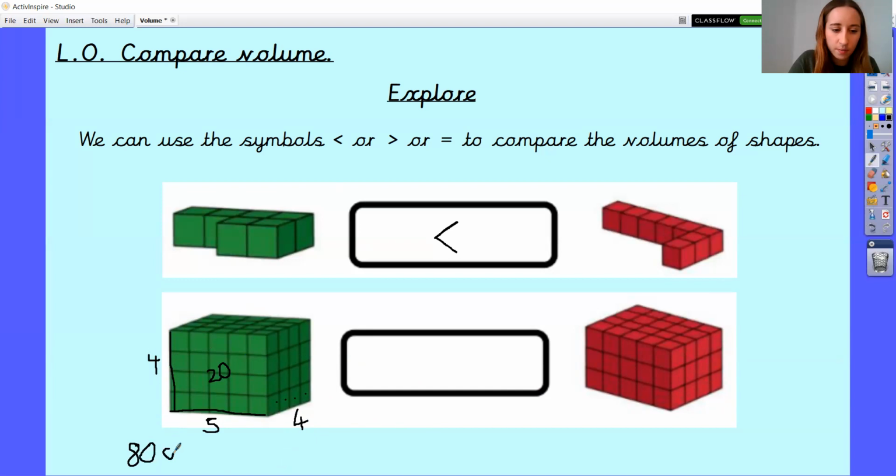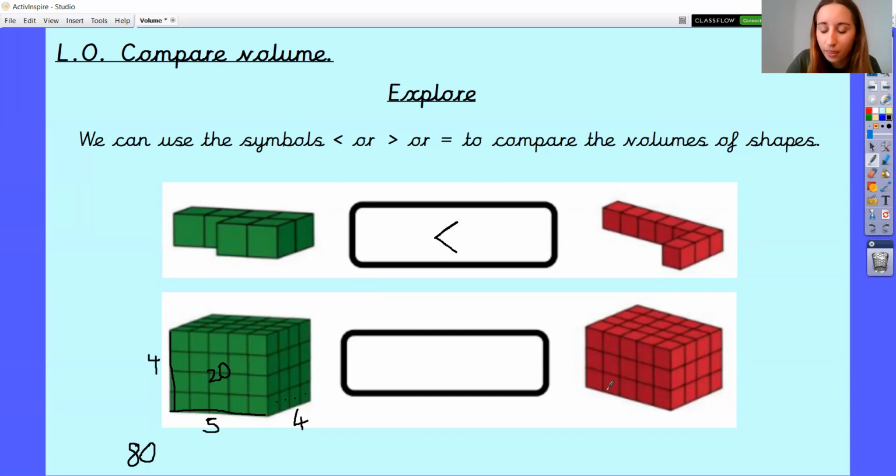That's a small multiplication. So if I knew that they were centimetre cubes, then I could say 80 centimetres cubed, or I could just say 80 for now, 80 cubes. Then I'm going to do the same thing over here. Again, I'm imagining that these cubes are exactly the same size.